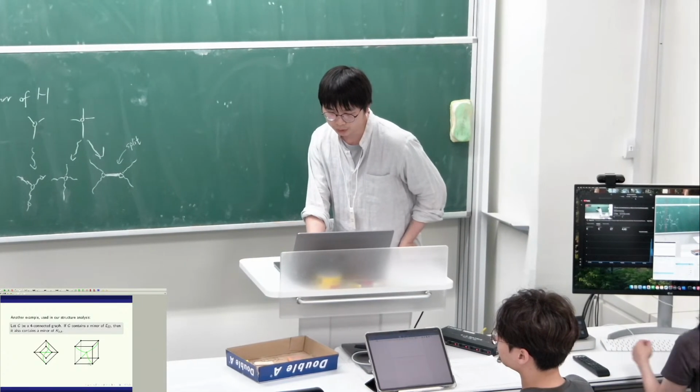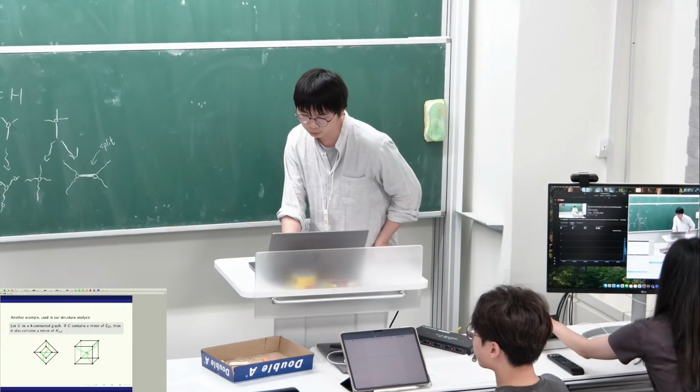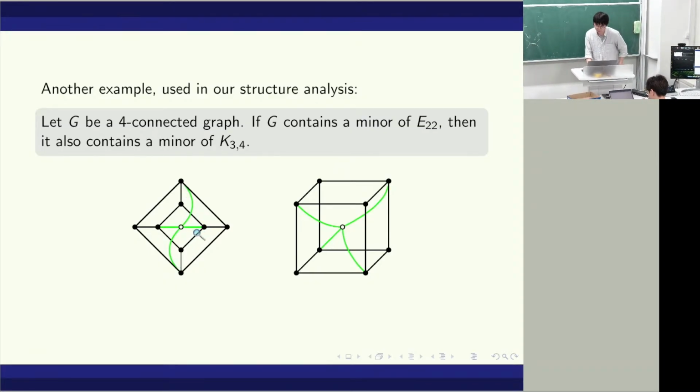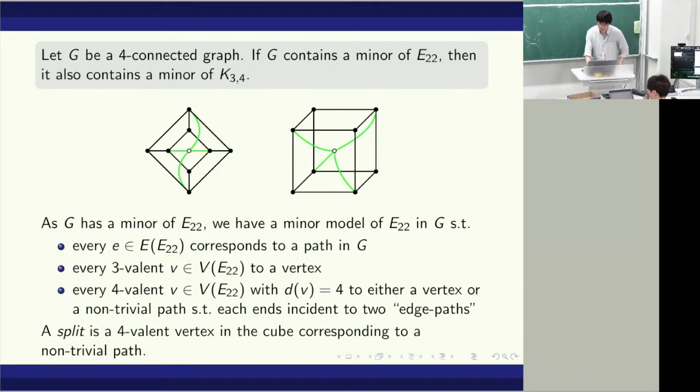And we don't care about the additional vertex in the middle. We don't care whether it is split or not. We only care about the other four degree 4 vertices, whether they are split. Then we can go into the case analysis.